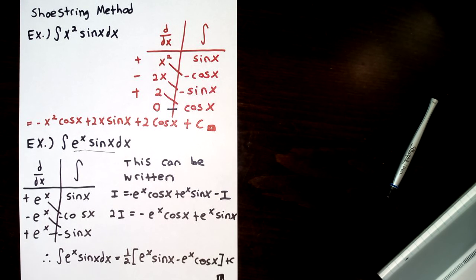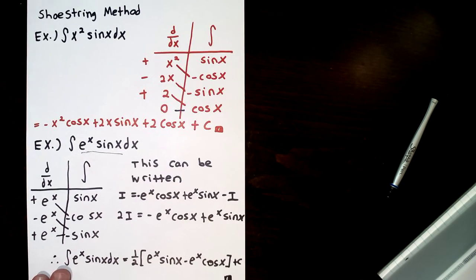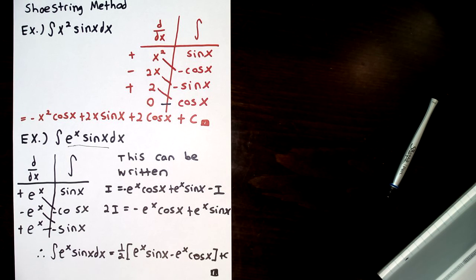As you can see, if we did the traditional formula method versus the shoestring method, especially for the second example right here, it would have been a lot more difficult. Make sure that you'll be able to see that for a moment. There we are. All right, well, this is how we evaluate integrals by parts. Thank you, and we'll see you next time.